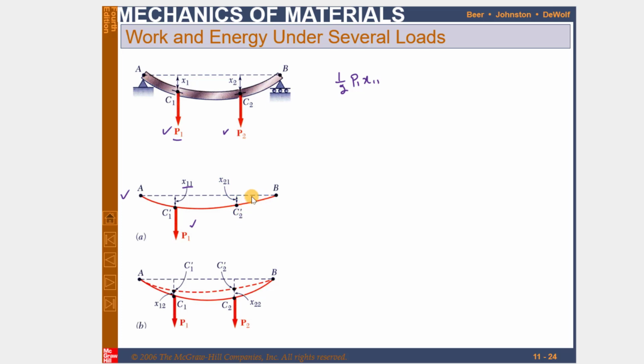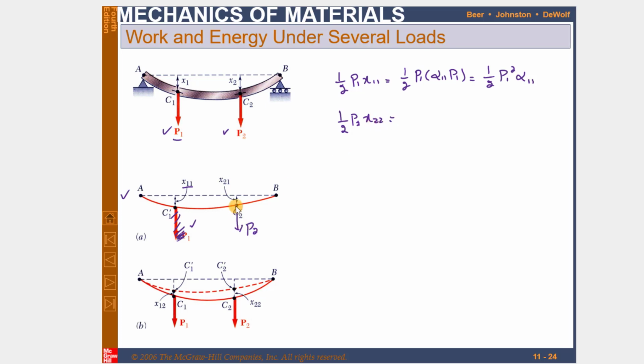You can see C2 moves at a distance of X21 since P2 has not been applied to the beam. Similarly, here work done is equal to 1 over 2 P1 into X11, and we know that X11 is equal to alpha 11 into P1. So we will get 1 over 2 P1 square alpha 11. Clear? Again, if we consider the second scenario in which this load becomes 0 and only there is a load P2. Clear? So in that condition, work done will be equal to 1 over 2 P2 into X22.